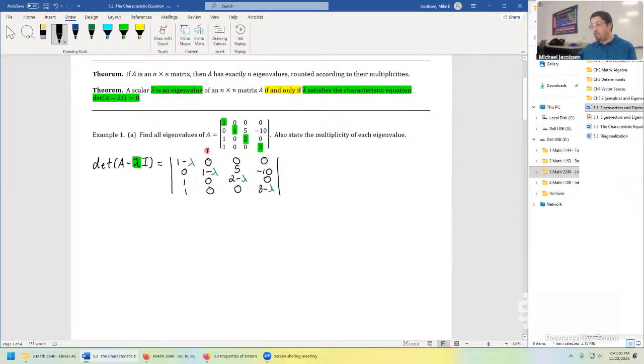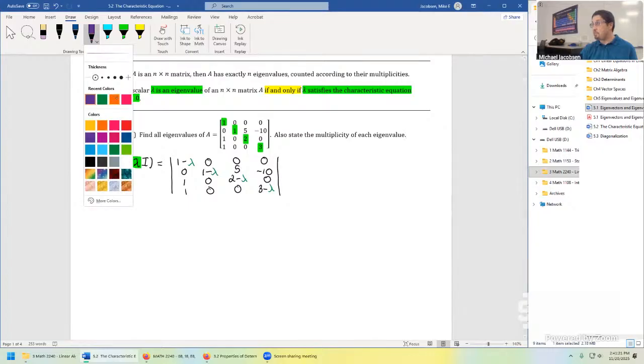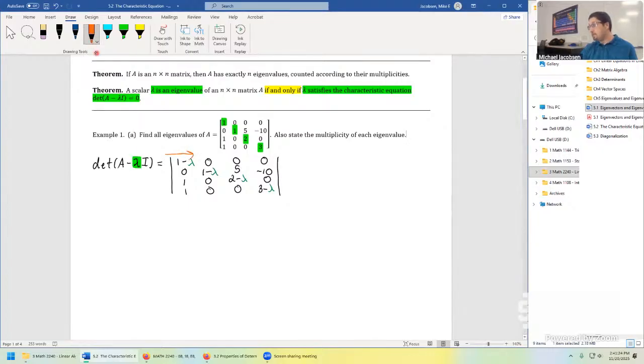Or I guess there's a tie. You could go down column 2 if you prefer for the same kind of work. But definitely try to do this as strategically as possible. I think going across row 1 makes the most sense. It's the most direct approach on this. So let's do that cofactor expansion.